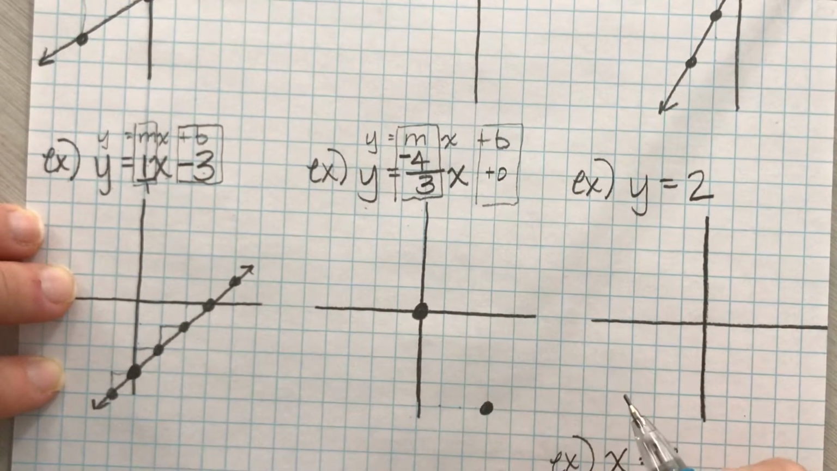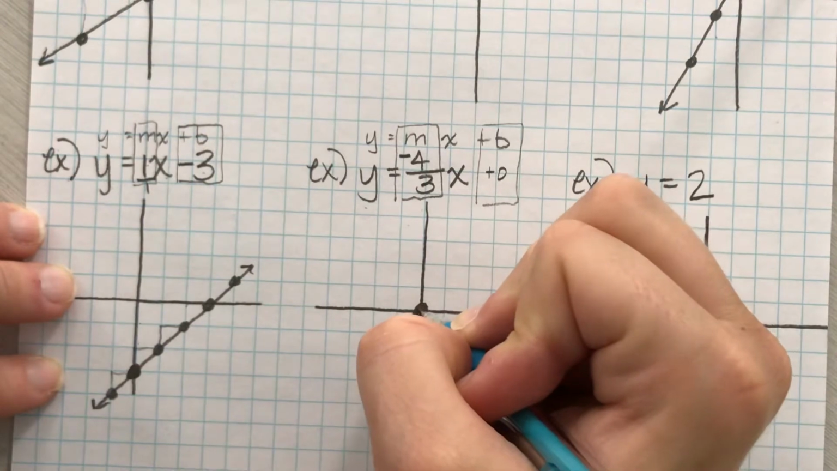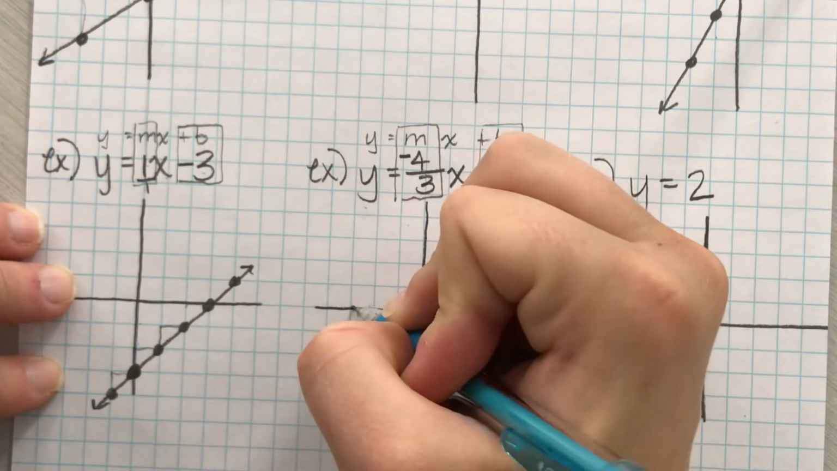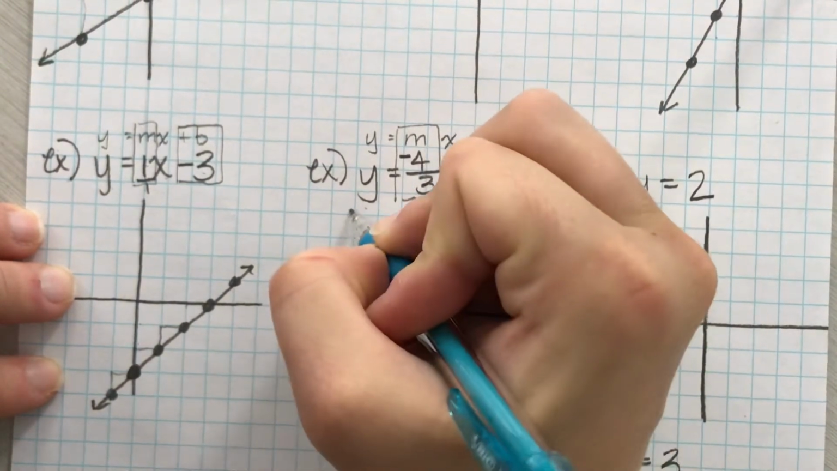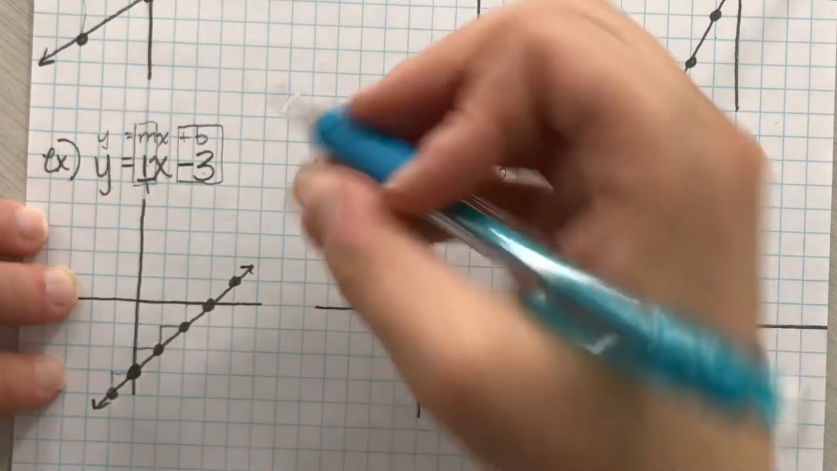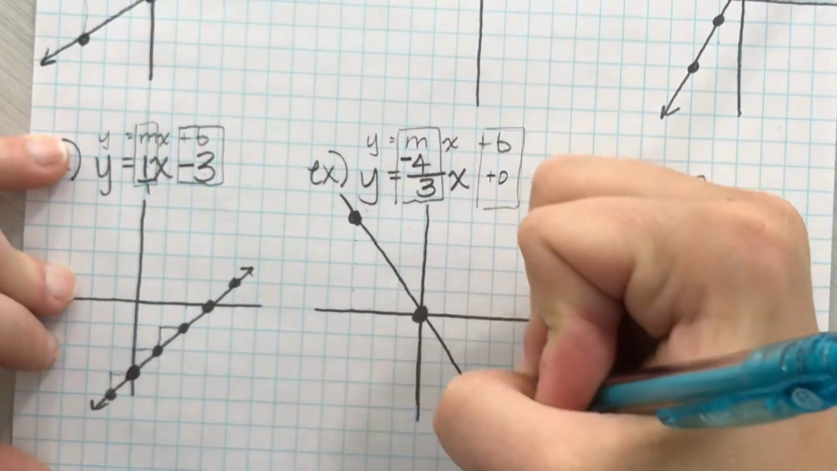Okay, I don't really have enough room to do another one, so I'll go backwards. I'll go back 3 and then rise up 4 instead of down 4. And I get a nice, pretty connection here.